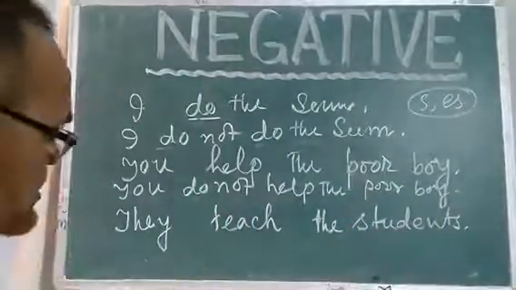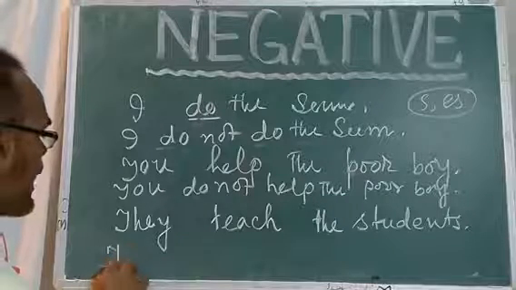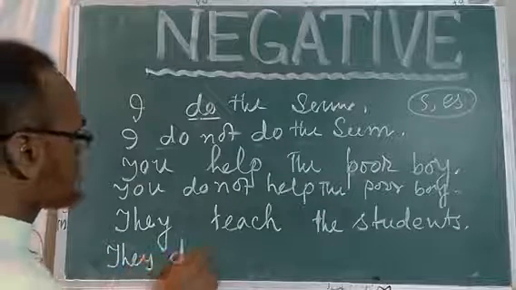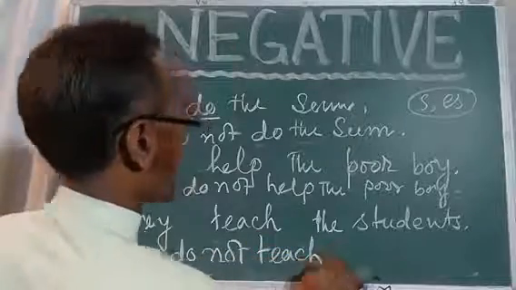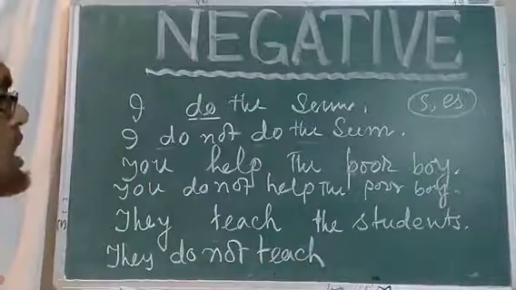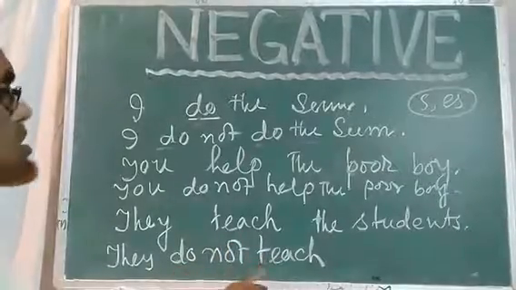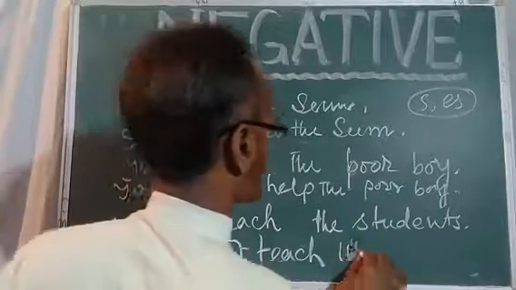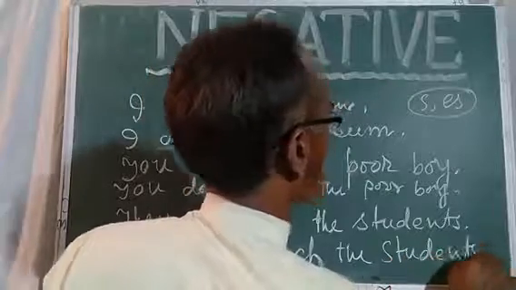Like this, in the third sentence, they teach the students. We will add do not. After do not, we will write the main verb of the sentence, that is teach. They do not teach the students.